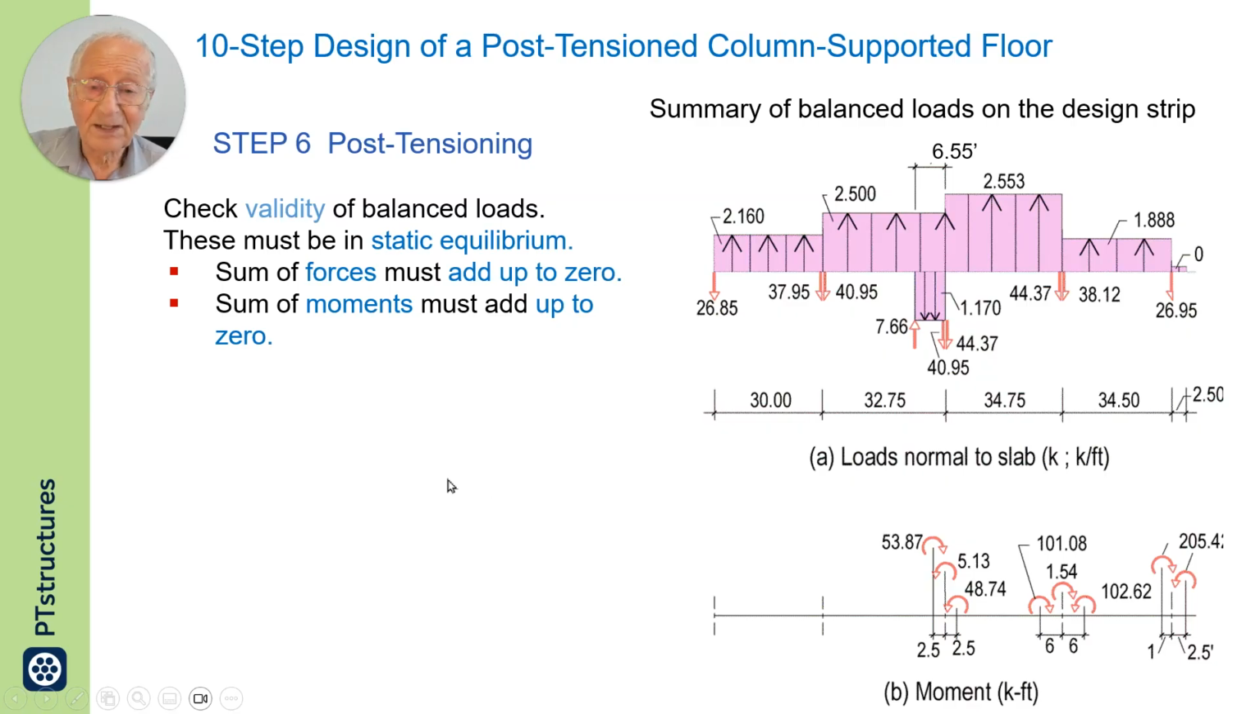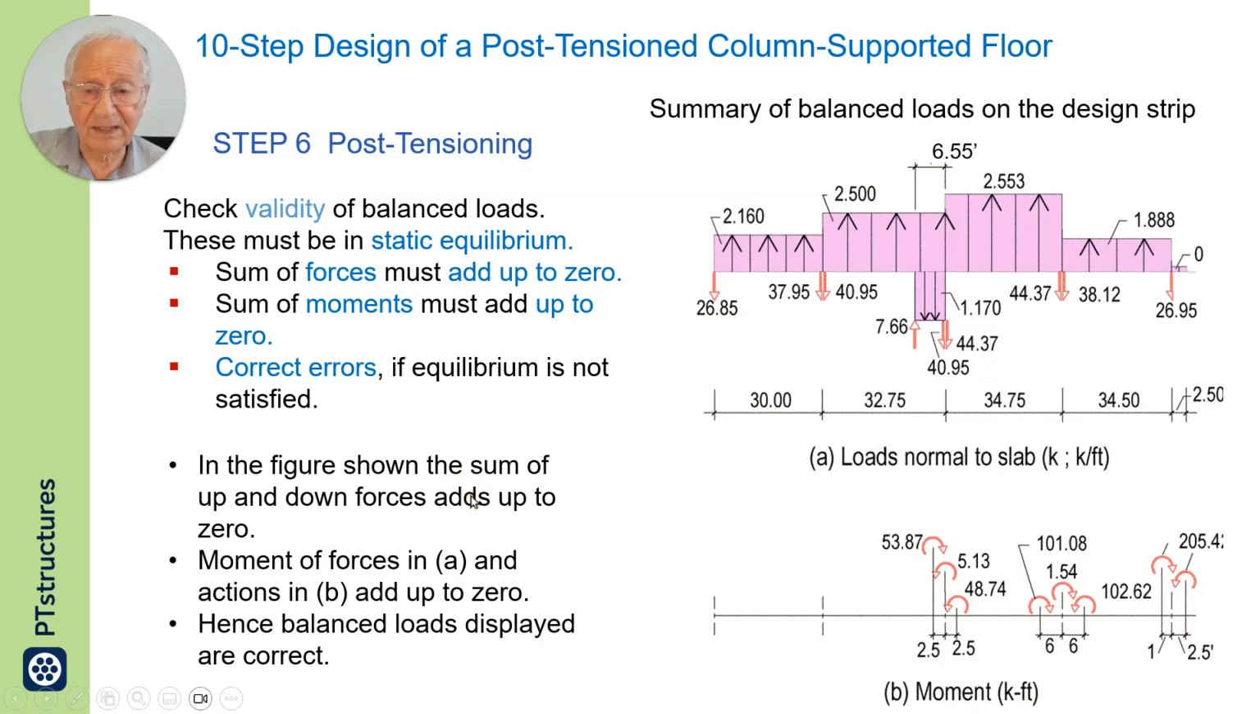And in this case, we just add up the numbers together to see what it comes out. Correct errors if equilibrium is not satisfied. In the figure shown, the sum of up and down forces must add up to zero.